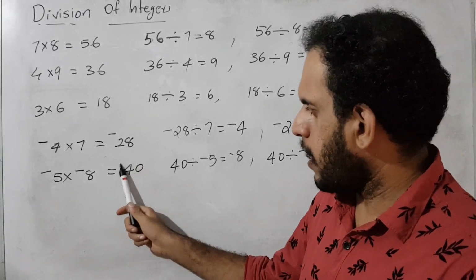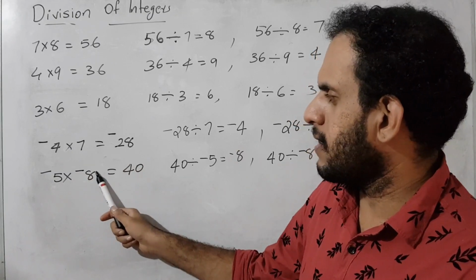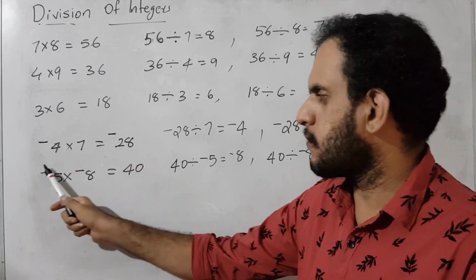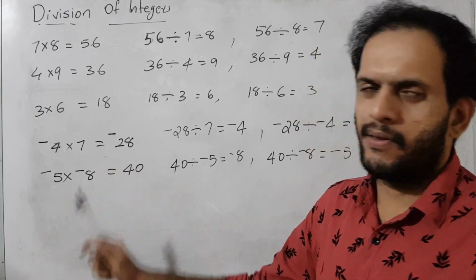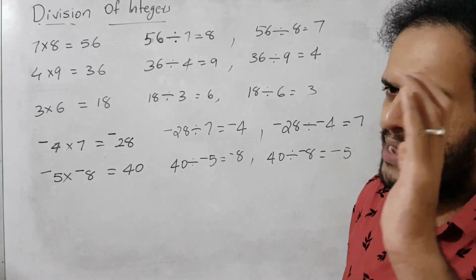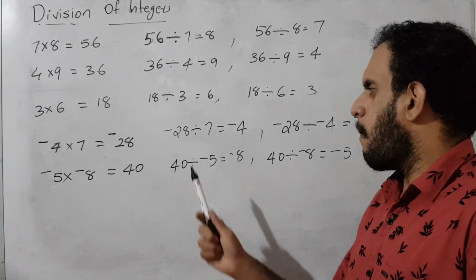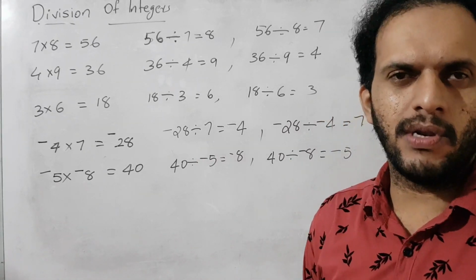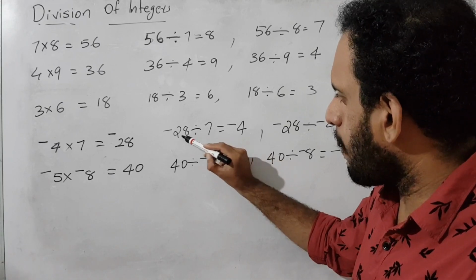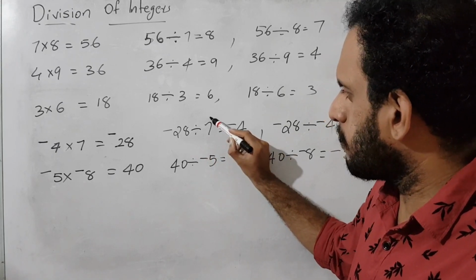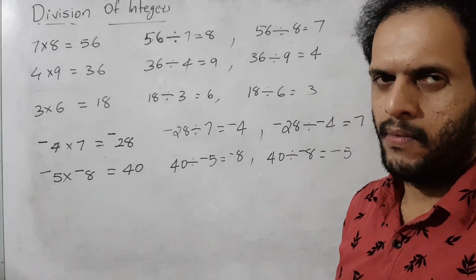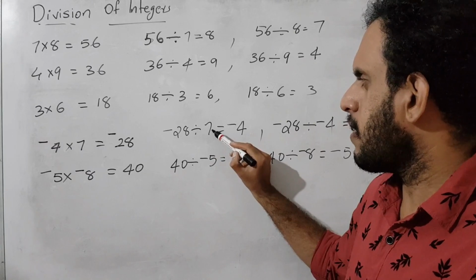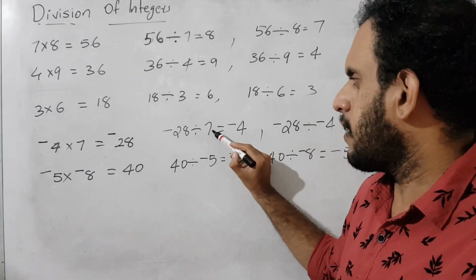Then we conclude, if we divide 40 by -8, what is the answer? The answer is -5. If we divide 40 by -5, what is the answer? The answer is -8. Okay, so we generalize the idea like this. We know -28 is a negative integer, correct? We are dividing a negative integer by 7, and 7 is a positive integer.